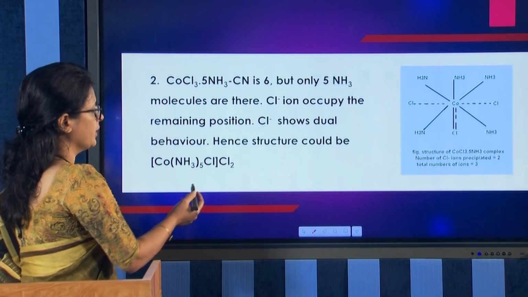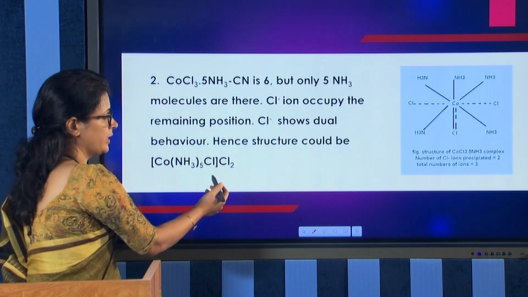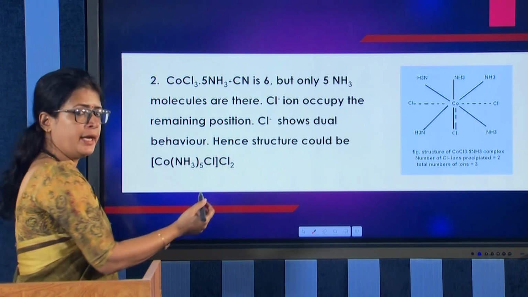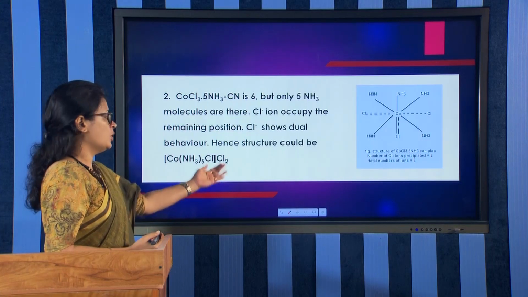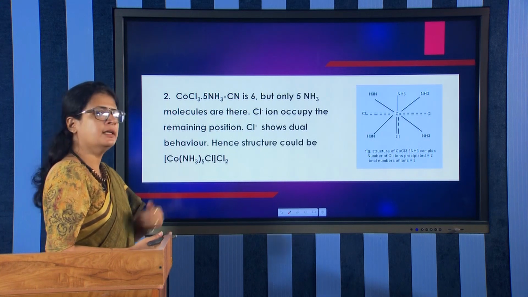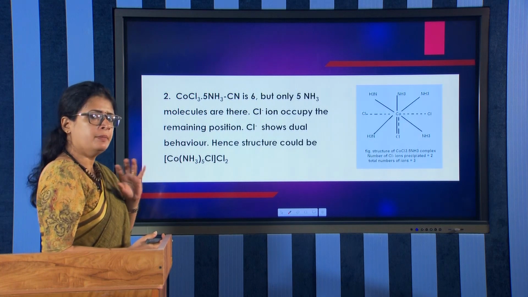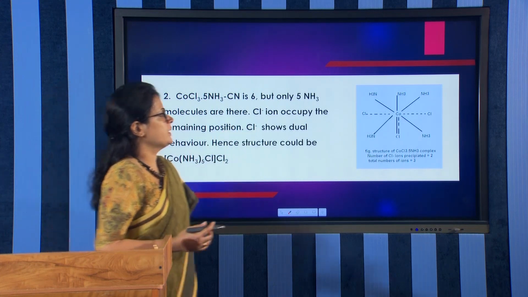In this complex, you can see that only 2 chloride ions are outside the coordination sphere, and these 2 chloride ions were precipitated by the addition of silver nitrate, and one is inside the coordination sphere. It merely acts as a ligand actually. So, it will not be precipitated in the solution. See the structure.